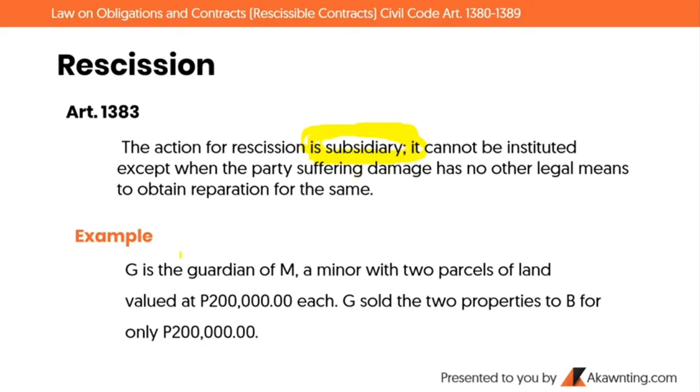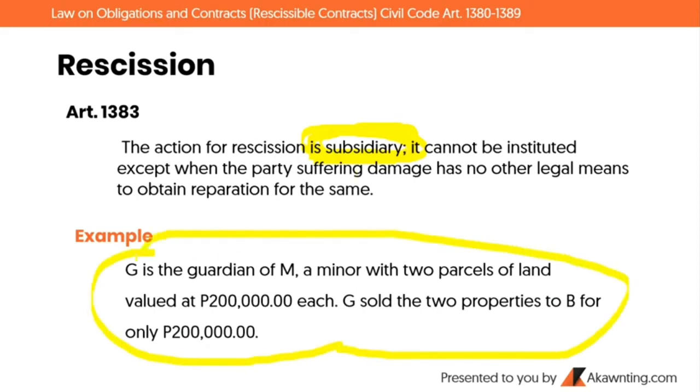What does it mean to be a subsidiary remedy? Let's have an example. G is the guardian of M, a minor with two parcels of land valued at 200,000 pesos each. However, G sold the two properties to B for only 200,000. Supposedly, two parcels times 200,000, so it should be 400,000 in total. But he sold the two for only 200,000 in full. So our ward suffered a lesion of one-half, right? It is already more than one-fourth of the value of the thing. So in this case, this contract is rescissible.